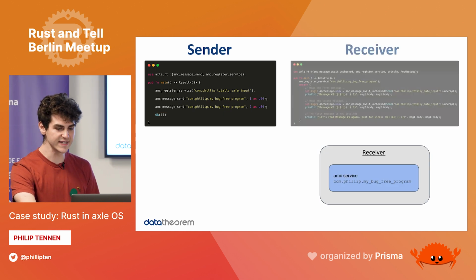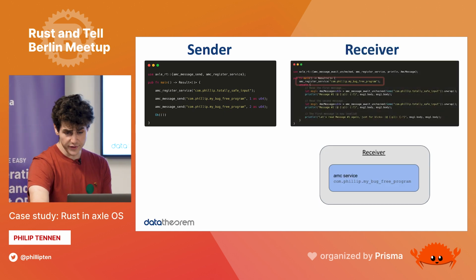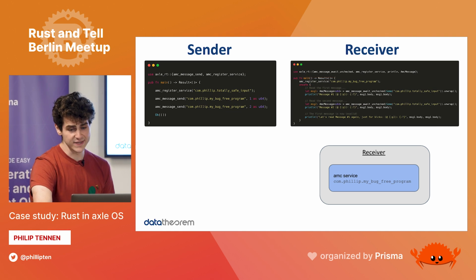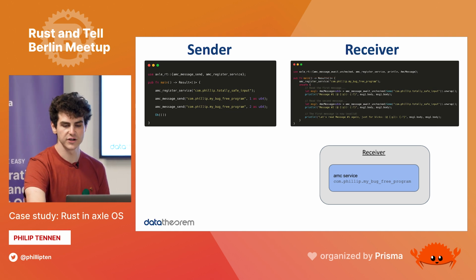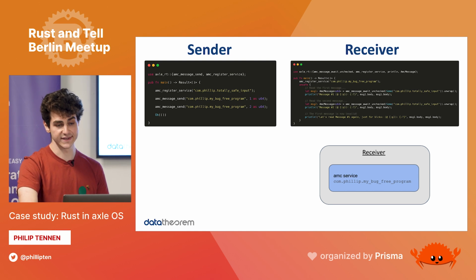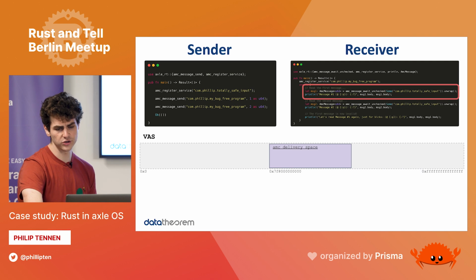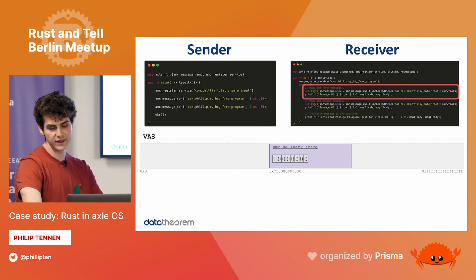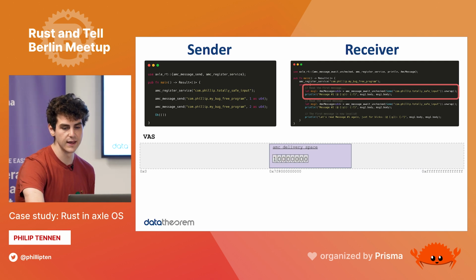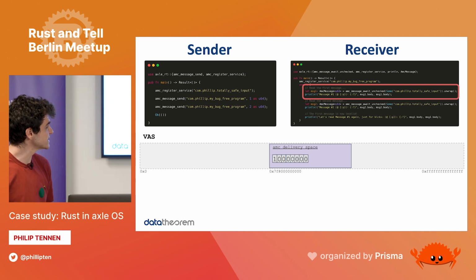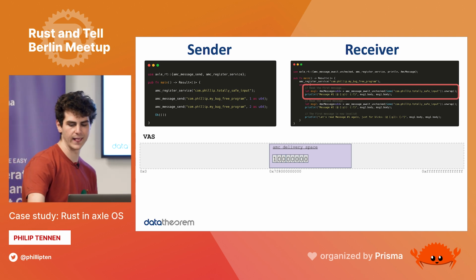OK, so looking at the receiver, this is all the code for that. Of course, it's going to set itself up as an AMC service. And then it's going to call await twice to get each of the messages. So the first time it calls it, the kernel, as we saw, is going to memcopy into the AMC delivery space. And now that's in scope. That's message 1 just over there.